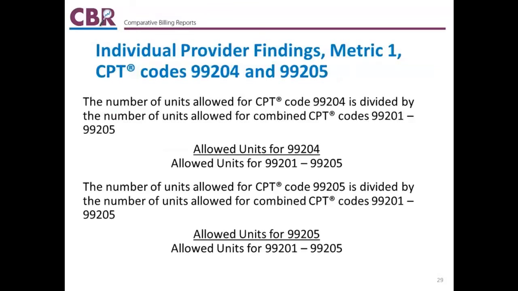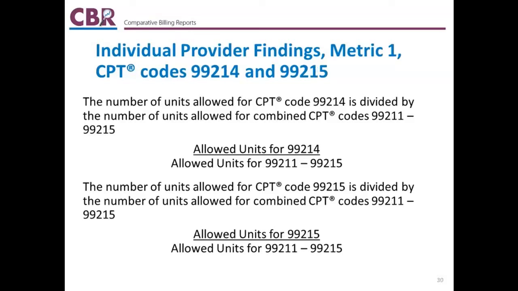The CBR team calculated for each provider the units submitted for 99204. That is the number of times the code 99204 appeared on a claim submission for the analyzed time frame. This total number was then divided by the total of all submissions for all codes for new patient encounters. This calculation shows us, out of all new patient encounters, what percentage of those were 99204 level 4 visits. And then this calculation is replicated using the claim submission of code 99205 in the numerator, which shows us, out of all the new patient encounters, what percentage of those were 99205 level 5 visits.